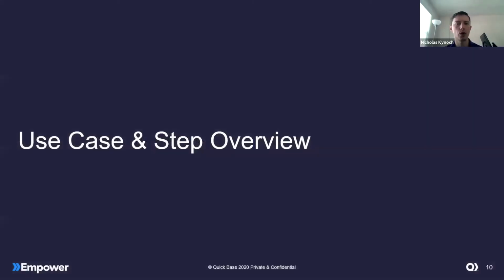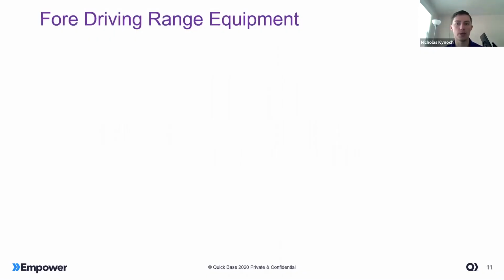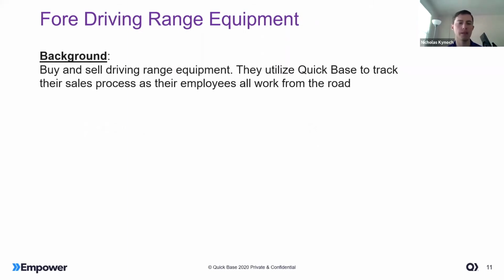Now let's get into our use case and our step overview. Our company for today's use case is Fore driving range equipment. They buy and sell driving range equipment to all different types of driving ranges, both new and old. They utilize QuickBase to track their sales process, as most of their employees are all working from the road.